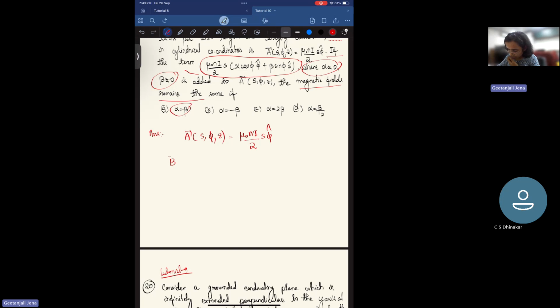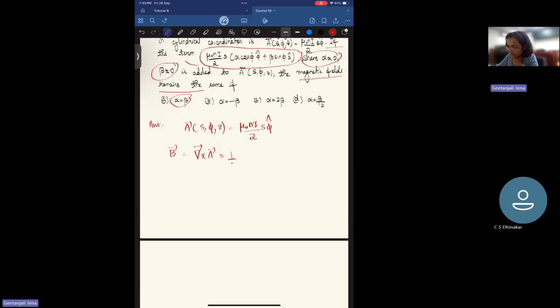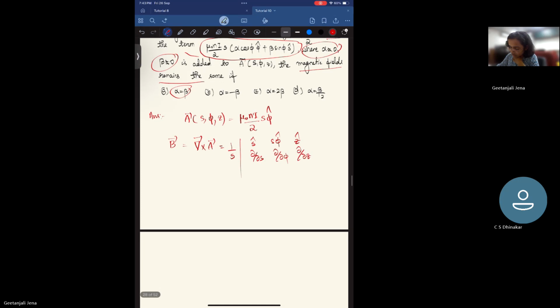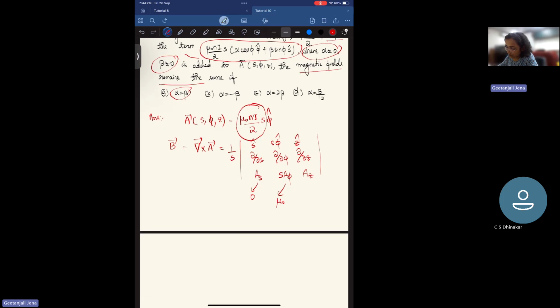So B for the first case is curl of A. This is 1 by s, with s cap, phi cap, z cap, dou by dou s, dou by dou phi, dou by dou z, A s, s A phi, and A z. A s is given, this is 0. s A phi will give, this is the A phi, mu naught n I s squared by 2. A z is also 0.